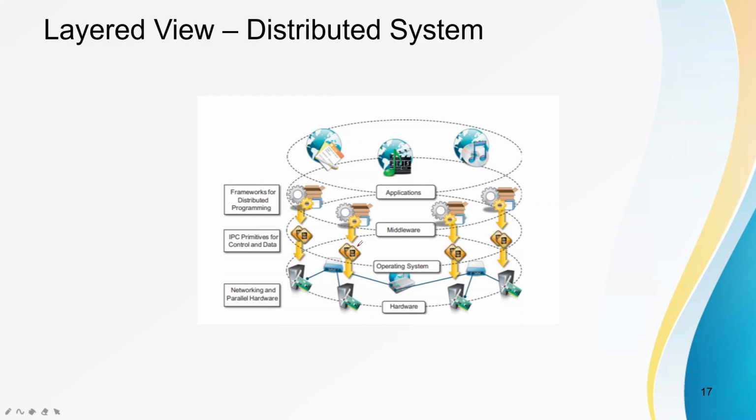Now this is the layered view of a distributed system. Basically at the lowermost level we have hardware, then we have the operating system of each hardware. These two constitute the network and hardware layer. Then comes middleware, and finally comes the application. So these are the four layers present in a distributed system: at the bottom hardware, followed by operating system, then the middleware, and then the applications. We'll be seeing each of these in detail.